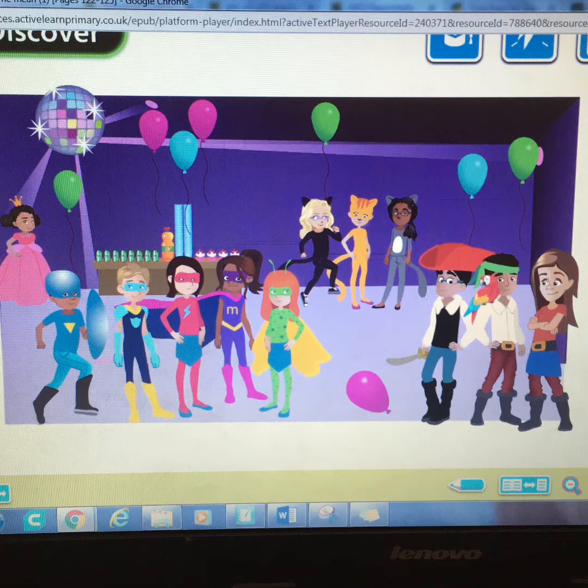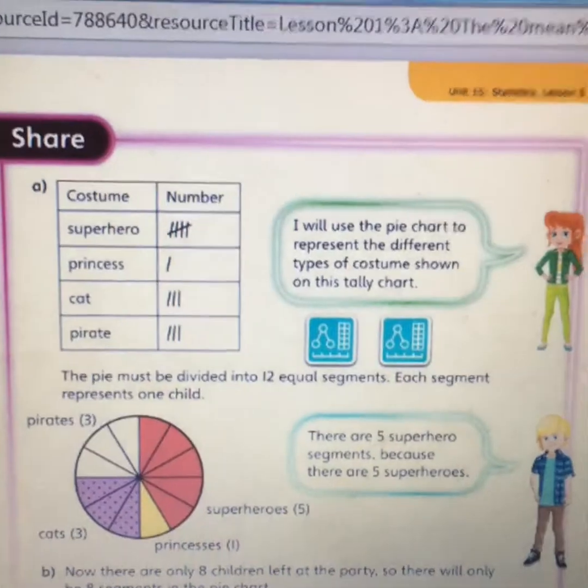Right. Once you've done that, question B is then: 1 superhero, 1 cat, and 2 pirates leave early. What would the pie chart look like now? So a superhero, a cat, and 2 pirates leave early. What would your pie chart look like now? Have a go, pause the video, and see if you can draw these out.